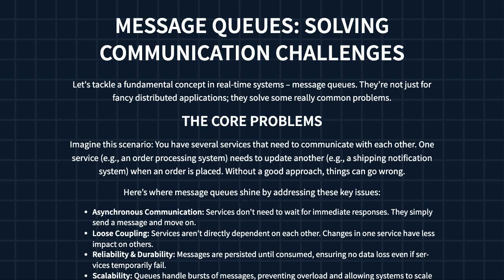And because these services aren't directly connected, they're loosely coupled, so if one breaks down, it doesn't necessarily bring everything else crashing down. Plus, messages are kept safe until they're actually processed, ensuring nothing gets lost, even if a service is temporarily offline. Finally, they handle spikes in traffic really well, allowing our systems to scale up and down smoothly.